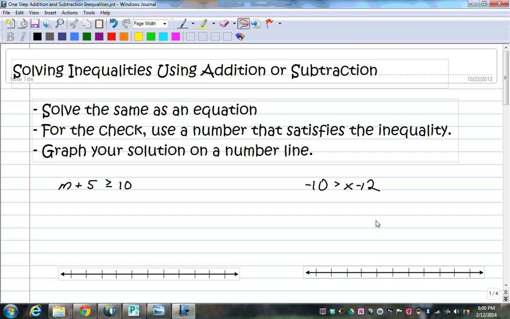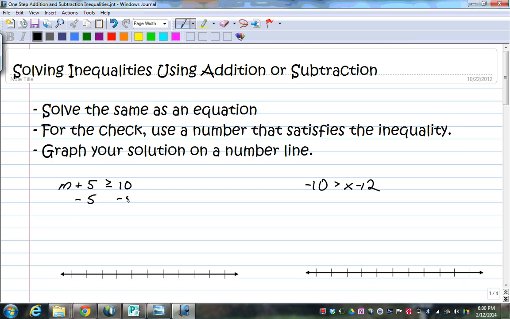So let's start with this first one. m plus 5 is greater than or equal to 10. If it were an equation, it would say equal to 10, and we know we subtract 5 from both sides. Exact same thing here. So I'm going to subtract 5 from both sides, and I have m is greater than or equal to 5.